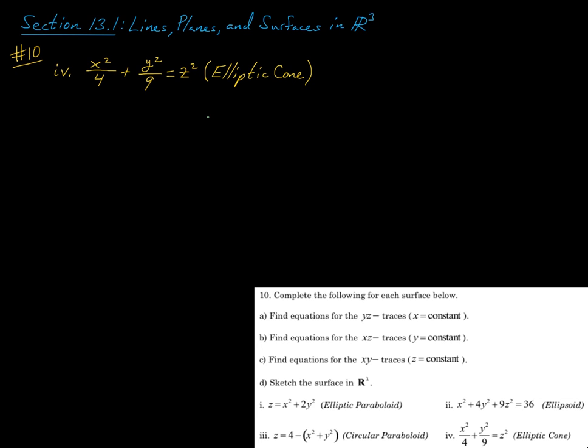Right, and for this last surface in question number 10, we're going to look at surface number 4, described by the equation x squared over 4 plus y squared over 9 is equal to z squared. This is what's known as an elliptic cone.